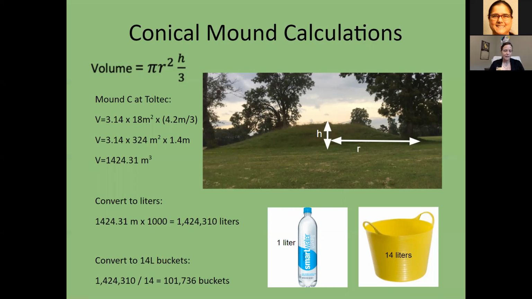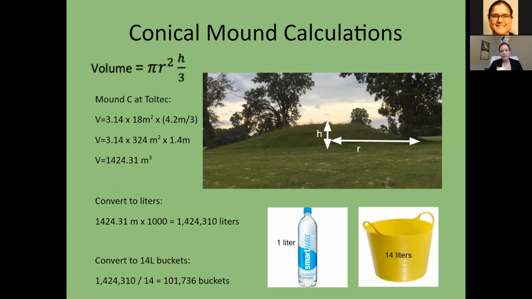It really is kind of a plug and chug math problem. But then where we try to bring it to life is by converting it to liters. So the volume of the Mound C at Toltec is 1,424 meters cubed. Converting that to liters by multiplying it by 1,000 gives us over 1 million liters. And students do understand what a liter is, especially if you show them a 1 liter soda or water bottle.